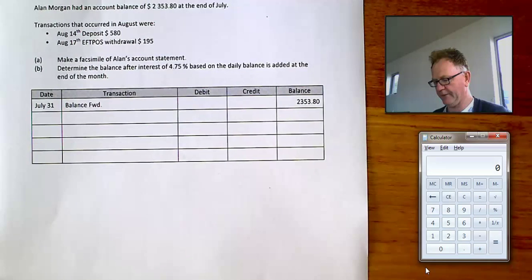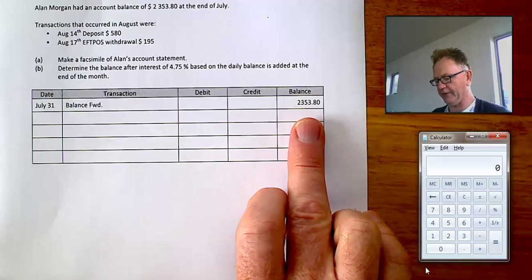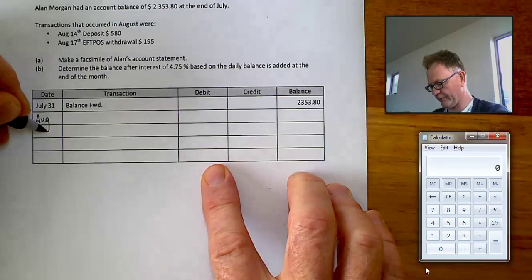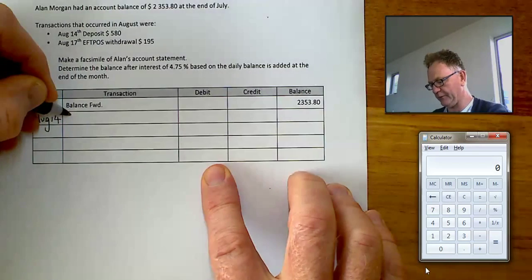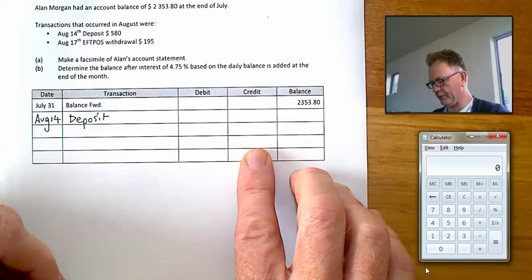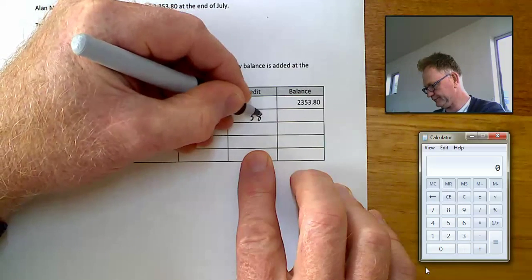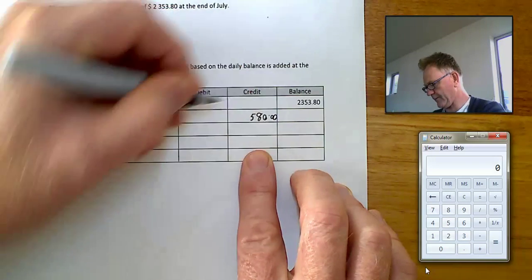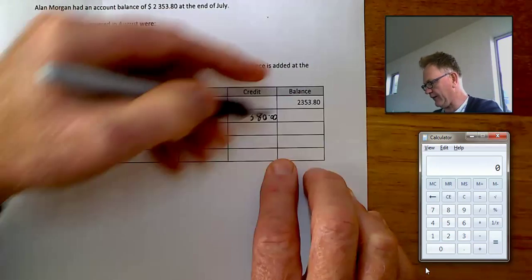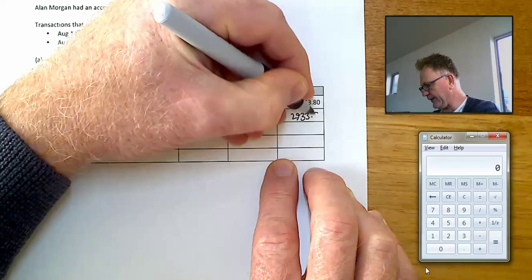Now it says he starts the month with this balance that's brought forward from July. On August the 14th, there was a transaction. He deposited some money. The deposit was $580. Now, if that was his former balance, he puts in $580. He'll have $2,933.80.